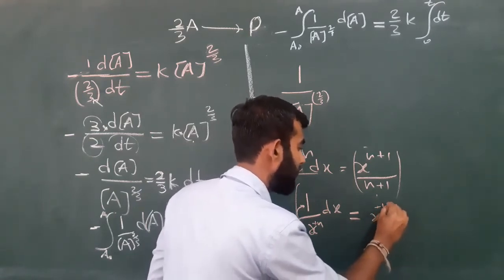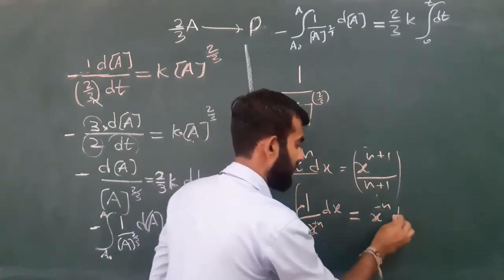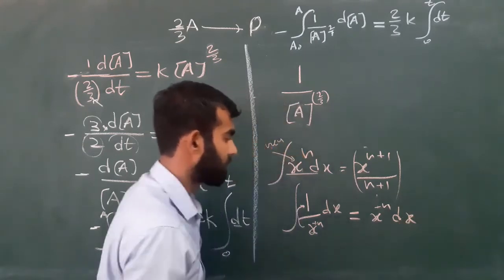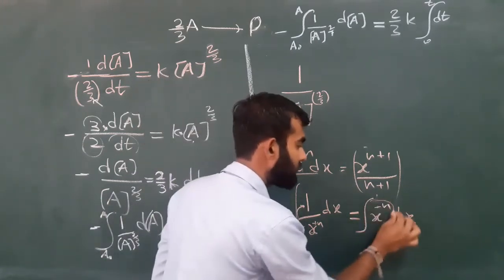x to the minus n, and we can write it this way. Now it is a power, it doesn't matter, it is negative.